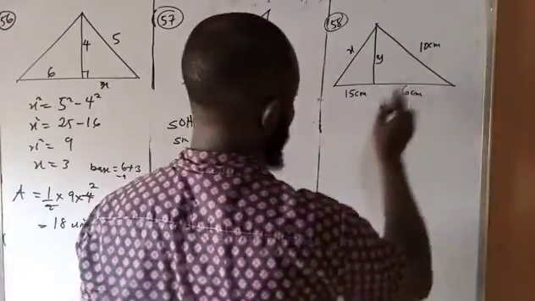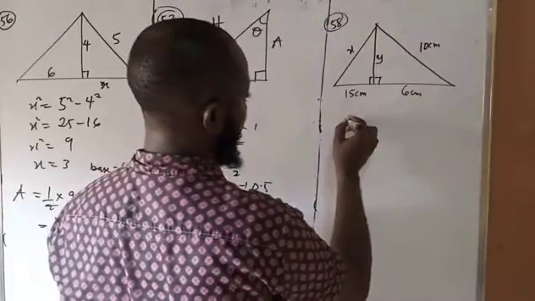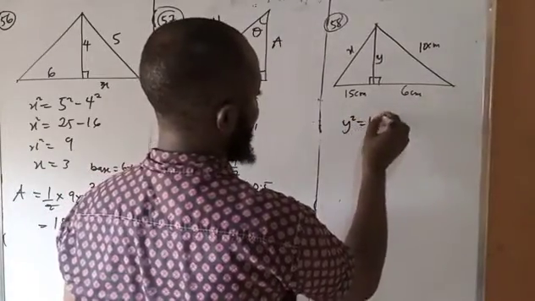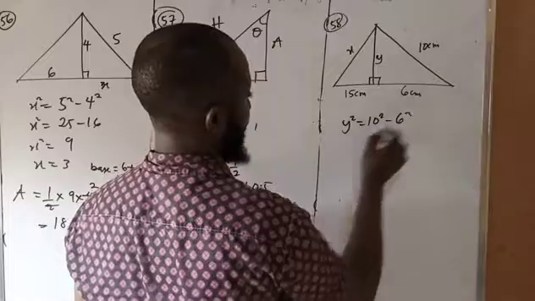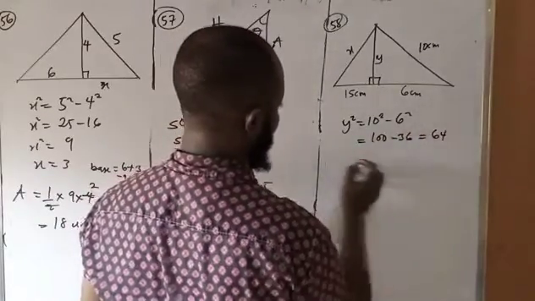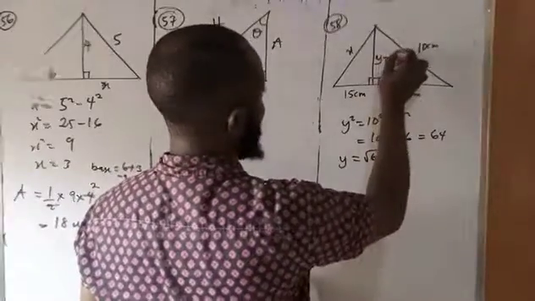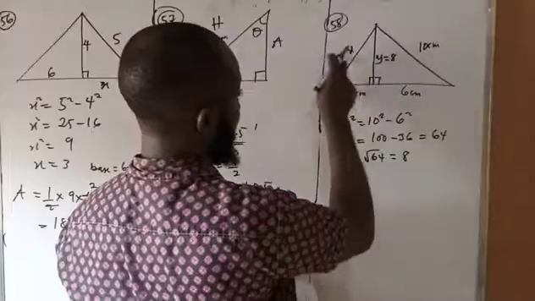So using Pythagoras rule as well, this is a right angle triangle, we can have y squared equals 10 squared minus 6 squared. That is 100 minus 36, which gives 64. So therefore y equals square root of 64, which is equal to 8. So if this is equal to 8, we can use that to find this.